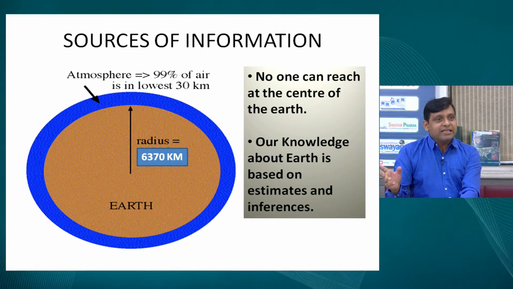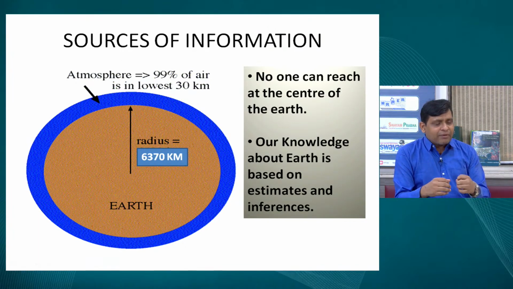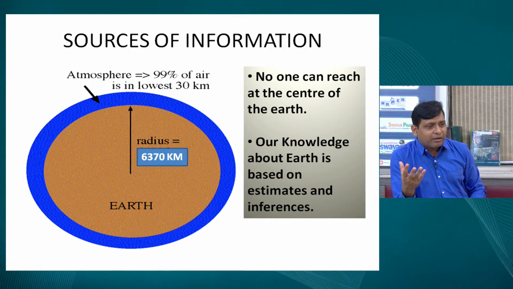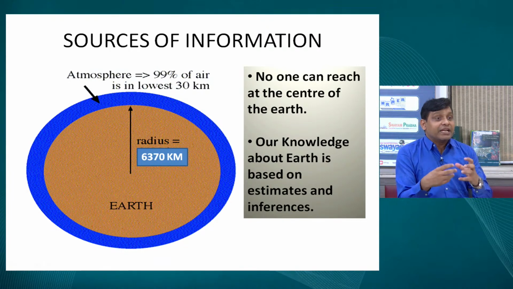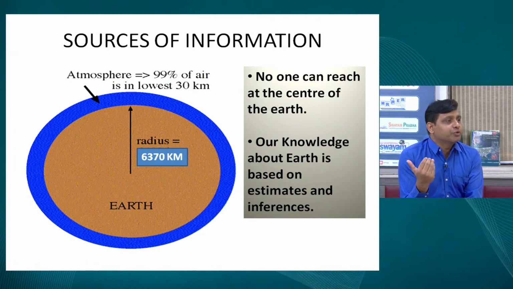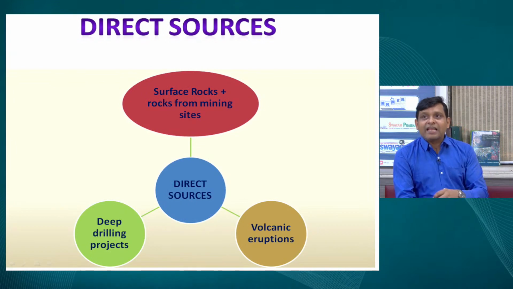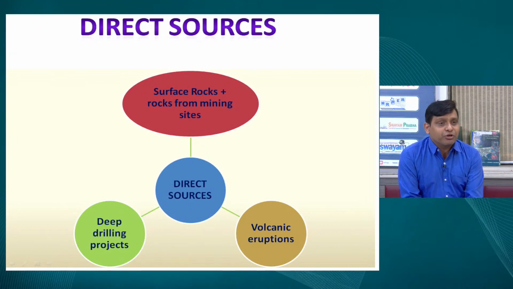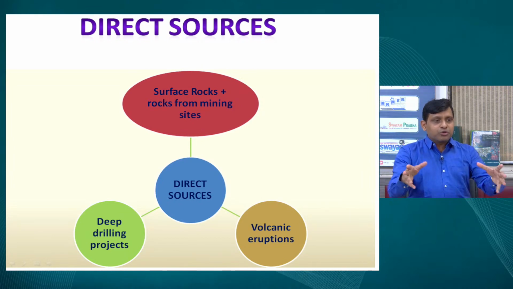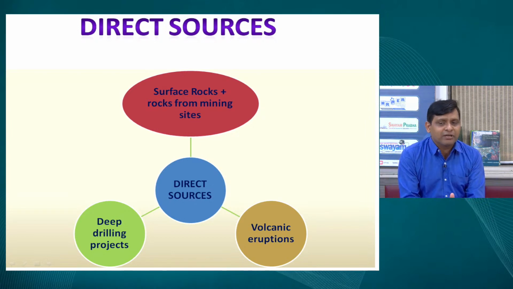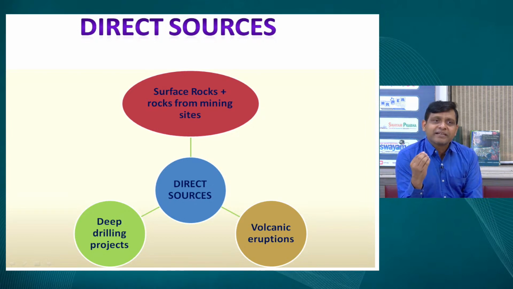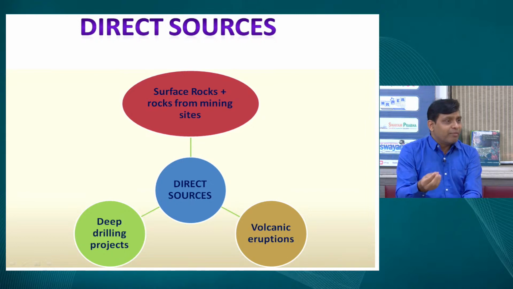So there are a few inferences, few examples, or scientific facts or proof through which we come to know about the interior of the earth. These can be direct and indirect sources. If we talk about the direct sources, for example, we go to some place and we see different types of rocks. When we study those rocks, that is direct information about that.